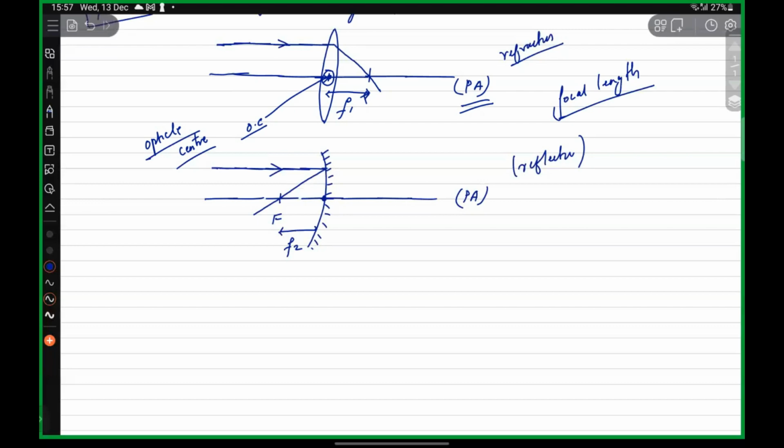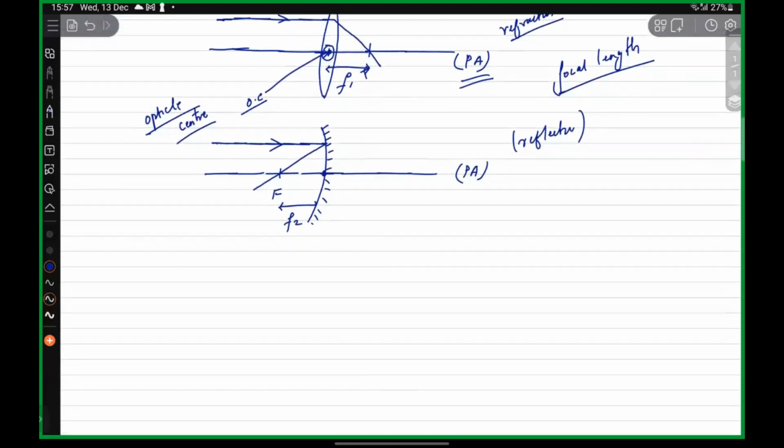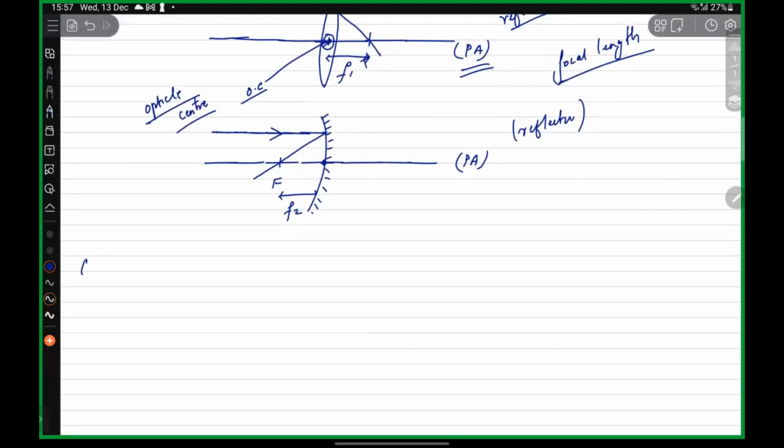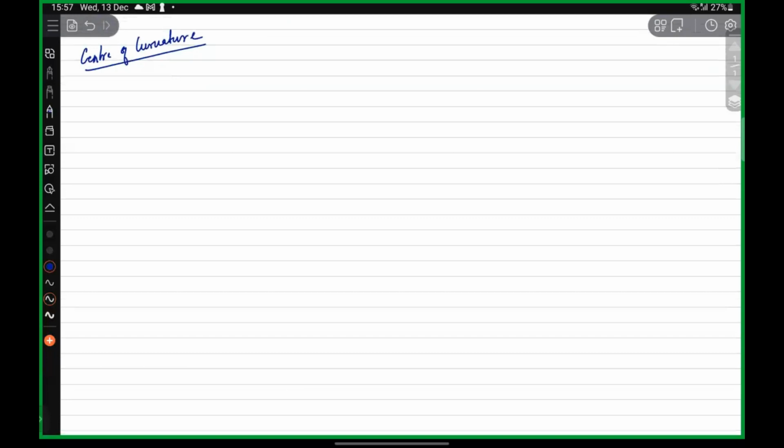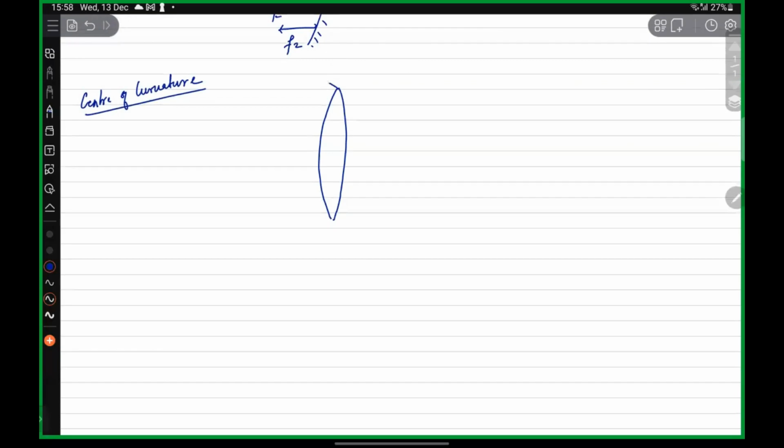Okay, nice. Now, a new term can be defined after focus, known as the center of curvature. Center of curvature is a very simple concept to define and understand if you can follow. Just look at it. So if I talk about a lens, now let's talk about a convex lens again. So basically, a convex lens is like two lenses which are placed like this. This is a convex lens, okay?